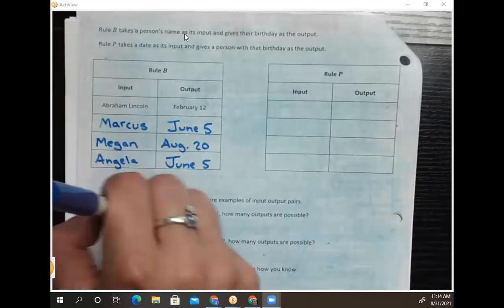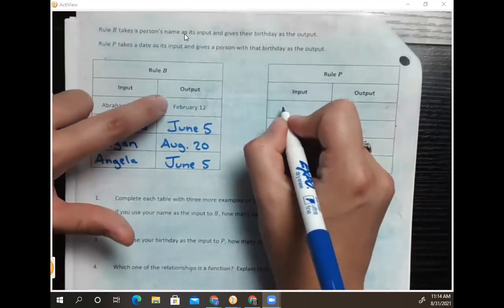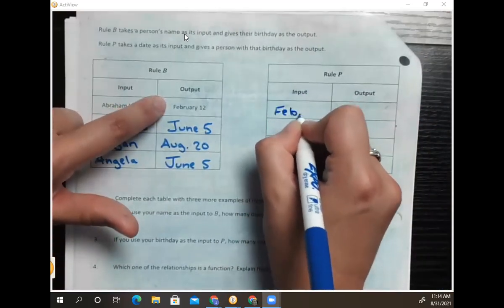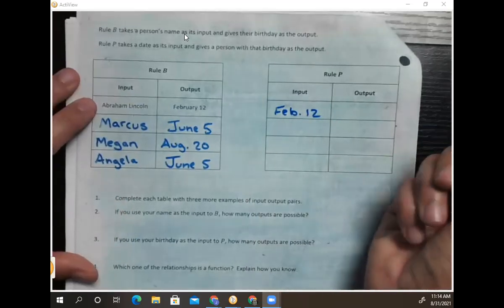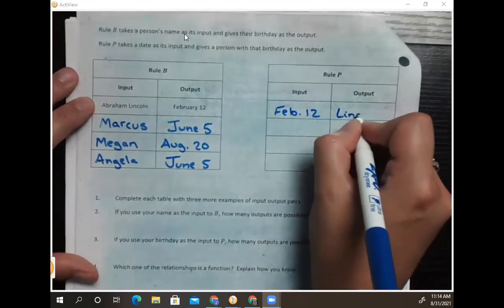For rule P, I take a date as the input and I give you a person with that birthday as the output. So you give me a date and I tell you somebody with that birthday. We can take our same information that we have in this table here and just flip the input and output to get some information for rule P. So for rule P, if I input February 12th, my output could be Lincoln.